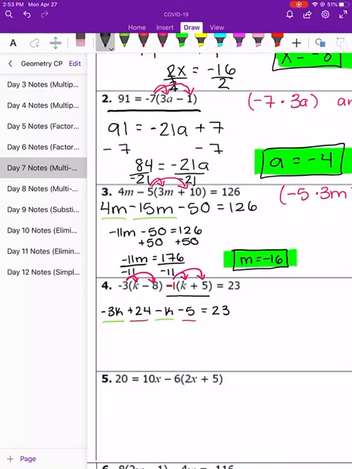So I can combine all of those terms together. So negative 3k minus k is a negative 4k. 24 minus 5 is a positive 19 equals 23. So I'm going to go ahead and subtract 19 over. And I have negative 4k equal to 4. And divide by negative 4. And that's going to leave me with k equal to negative 1.